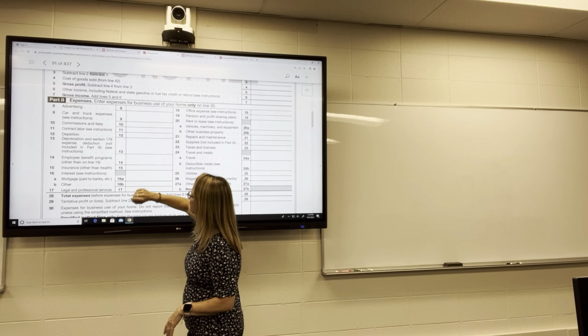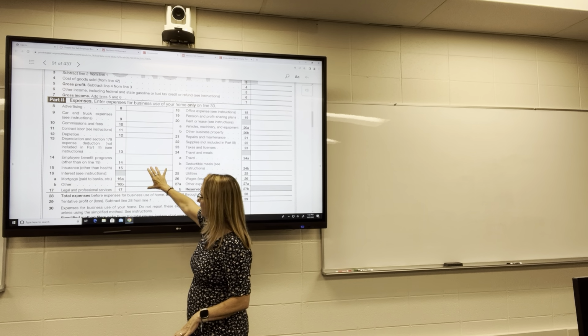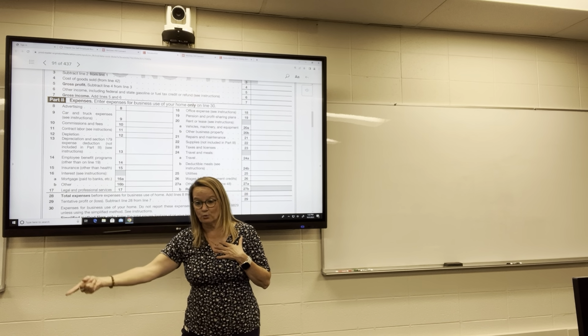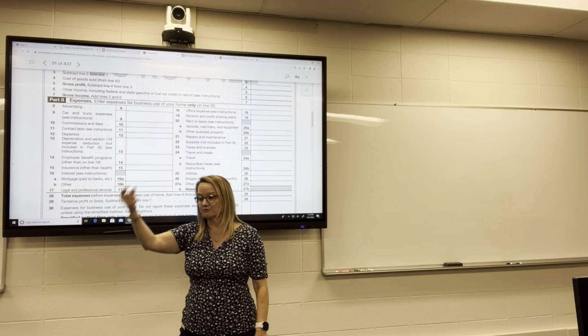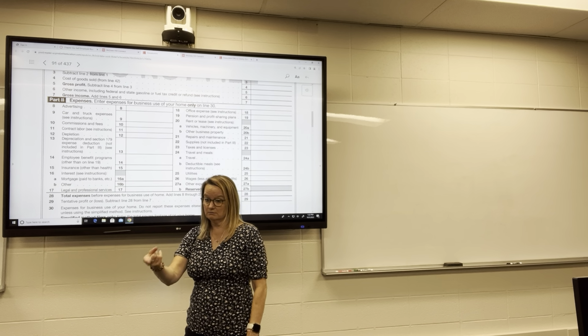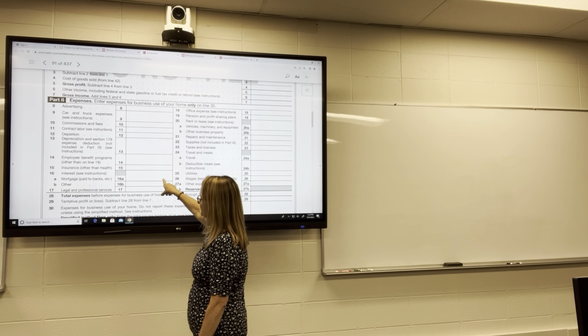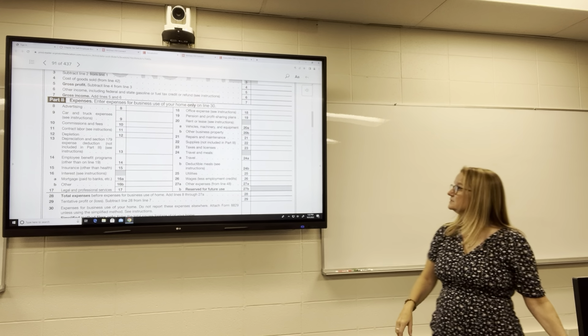Benefits, employee benefits, insurance other than health. Health insurance may be reported elsewhere. And remember, if you're self-employed and it's your health insurance, you may get to report it as the self-employed health insurance deduction, right, separately on your Schedule 1. Interest expense, mortgages, legal and professional services, that would include accounting services, that sort of thing.